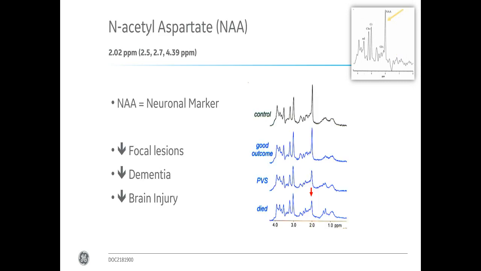The most dominant signal in our spectrum is usually N-acetyl aspartate, the strong singlet at 2 ppm. There are other peaks that belong to NAA, but the 2 ppm peak is the most dominant one, and NAA is a neuronal marker.